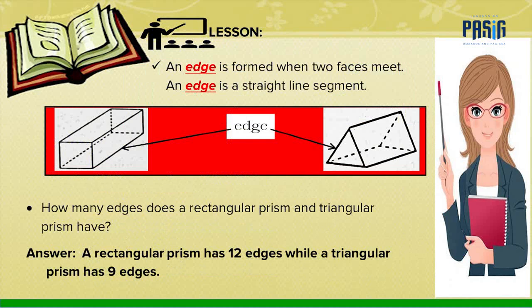An edge is formed when 2 faces meet. An edge is a straight line segment. Look at the illustration below. We have the rectangular prism and a triangular prism. How many edges does a rectangular prism and a triangular prism have? Correct. A rectangular prism has 12 edges, while a triangular prism has 9 edges.